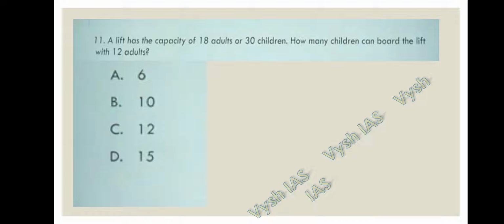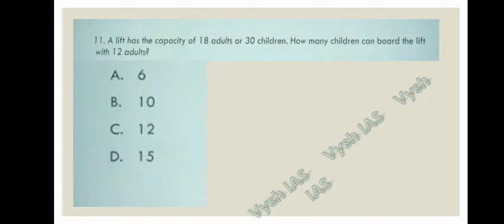Question number 11. A lift has a capacity of 18 adults or 30 children. How many children can it take with 12 adults? So there are already 12 adults in the lift, and how many children can more fit in the lift is the question.